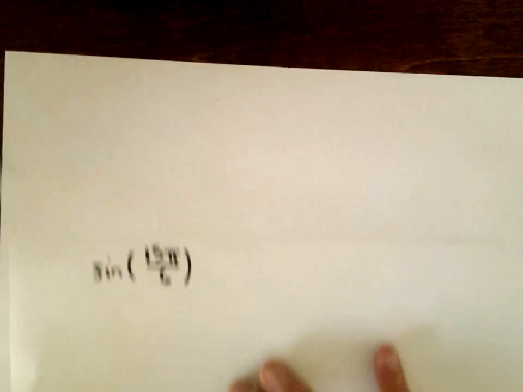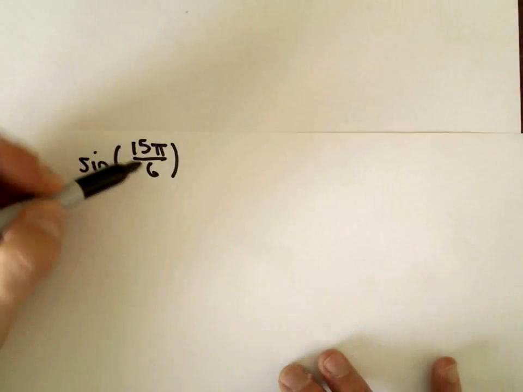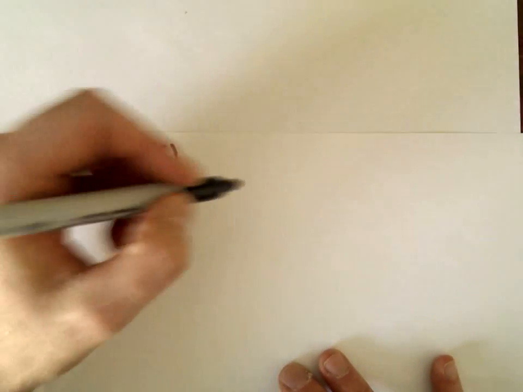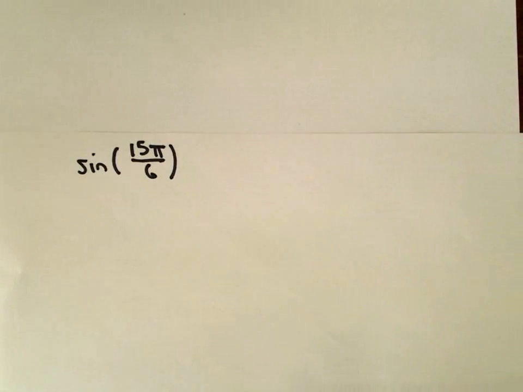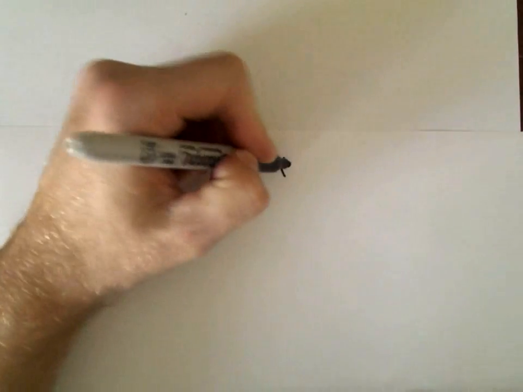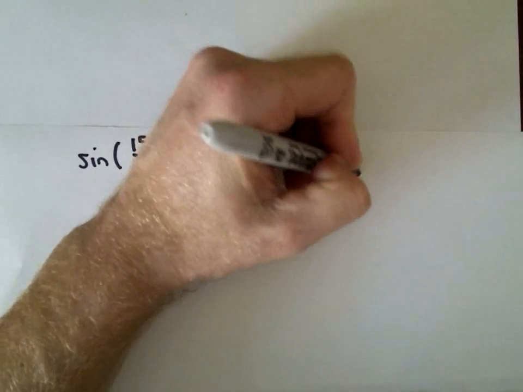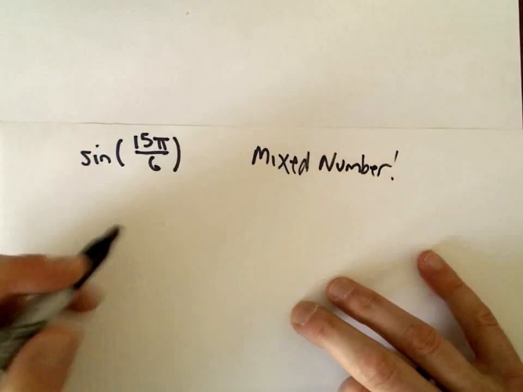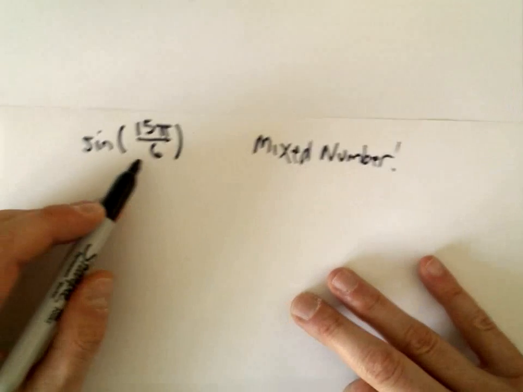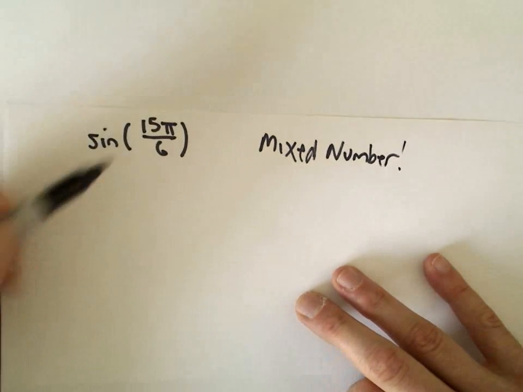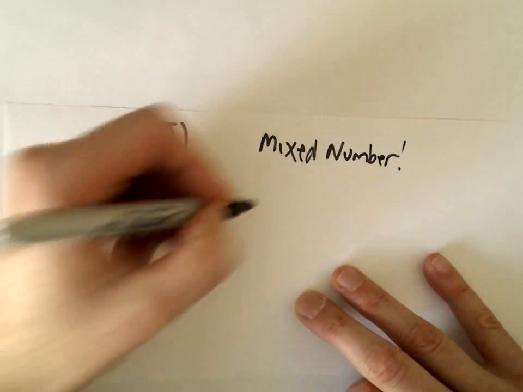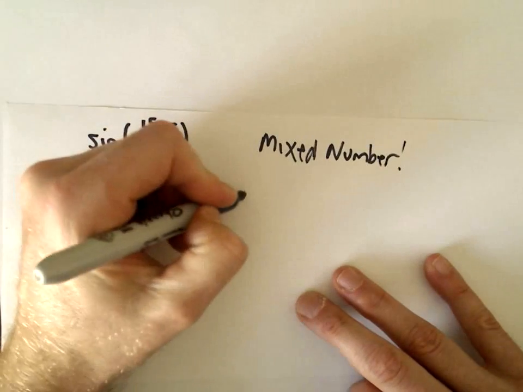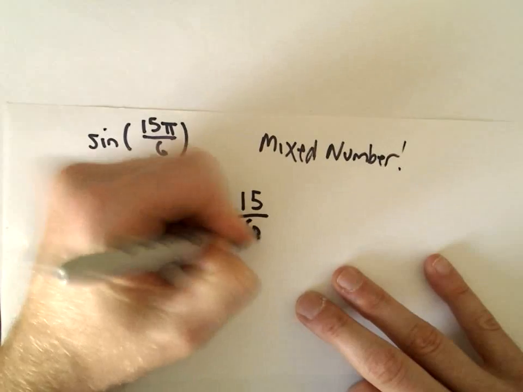Okay, so the basic idea here is you want to write 15 pi over 6 as a mixed number. And maybe you've forgotten, what is a mixed number? This is something we do pretty early on in elementary school, and then we never really do it again. So it's certainly reasonable that maybe you've forgotten this. So 15 pi over 6. I'm going to forget the pi for a second and just think about 15 over 6.